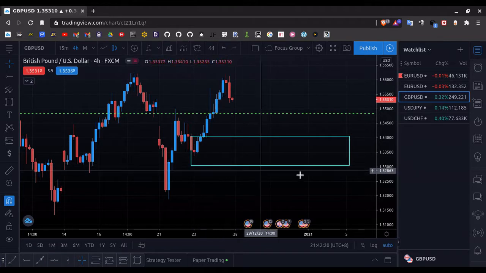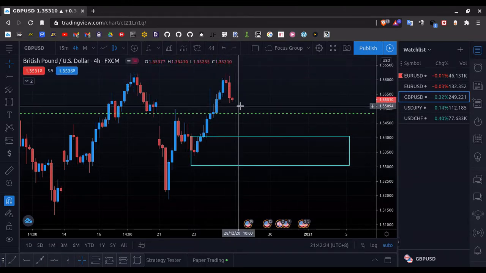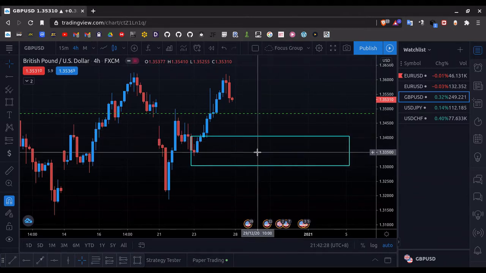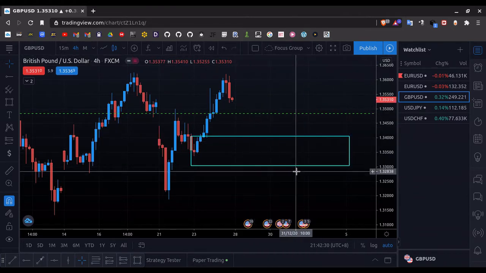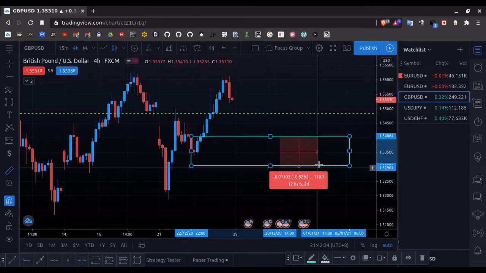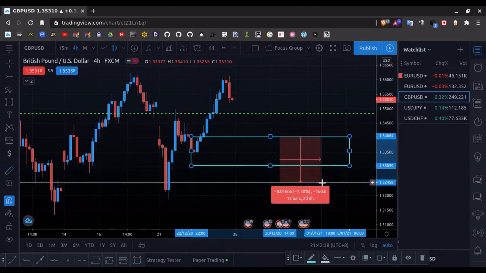It has created a nice zone here. It has impulsed upwards, and now it seems to be on a retracement. So the first retracement back here would be nice to look for continuation to the upside. But this zone does look pretty huge. It's around 98, 95, almost 100 pips.